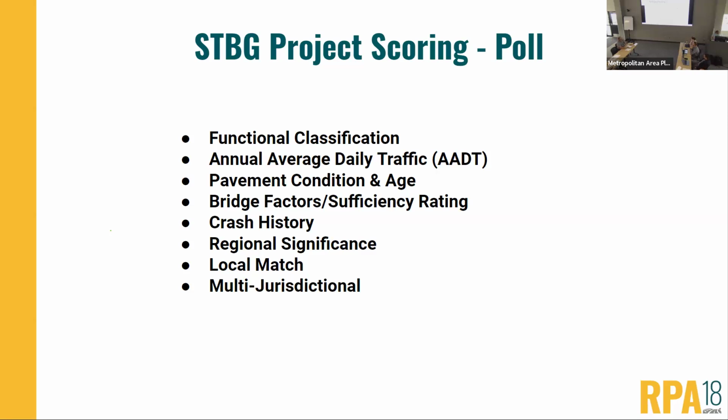How does the functional classification weigh into it when they're required to be on a federal aid route? We can't do it on a local route or farm to market only.